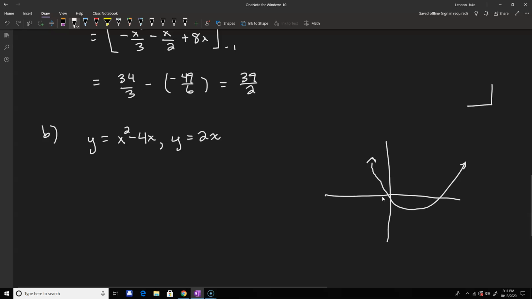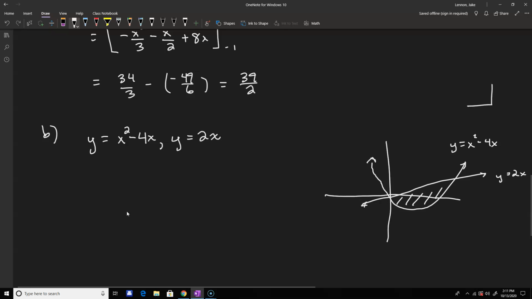And then we have y equals 2x. So this is, again, not to scale, but basically we're going to have some line cutting it off. So this is this curve. The parabola is on top, y equals x squared minus 4x. And on bottom we have y equals 2x. So you can find that quickly by just graphing them. So we're looking for some area that looks like that.